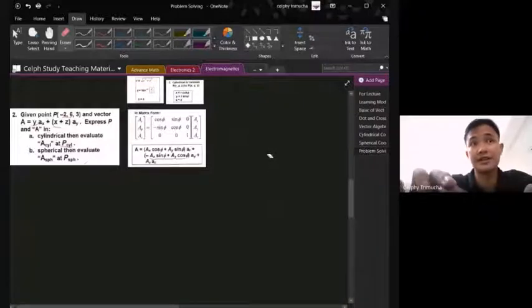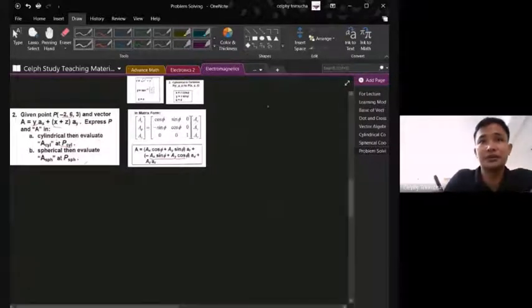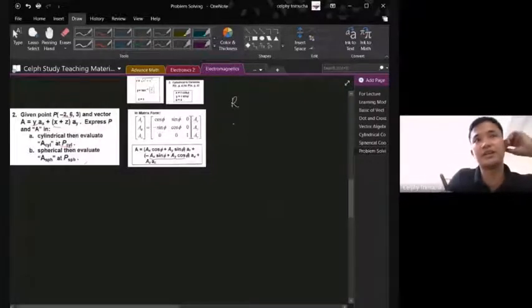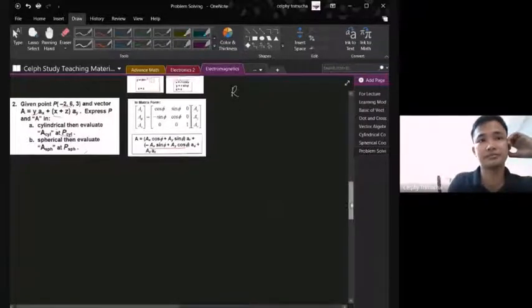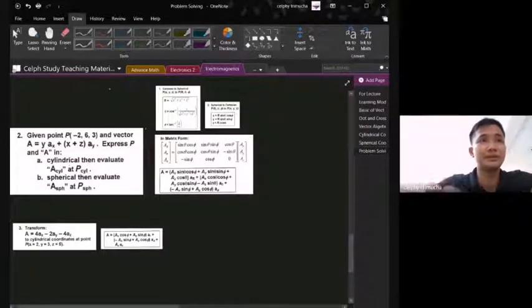Okay, para sa atin nga spherical naman yung values. So same lang siya yung process nga pwede natin gamiton. So first, pangitaon natin ang value of your R. Also, pangitaon ang value sa theta and phi.